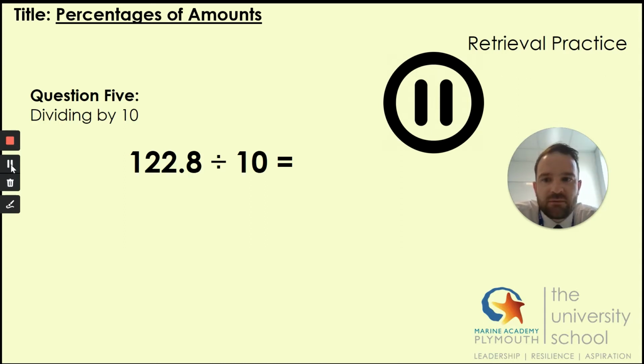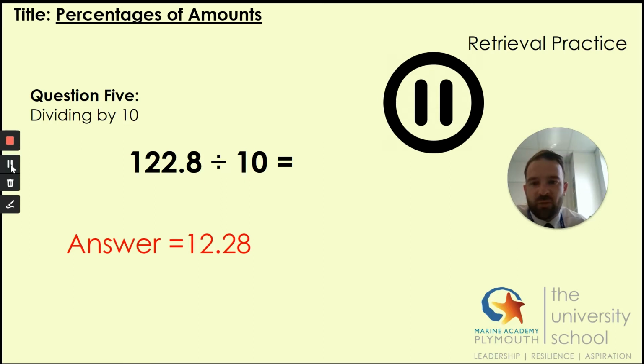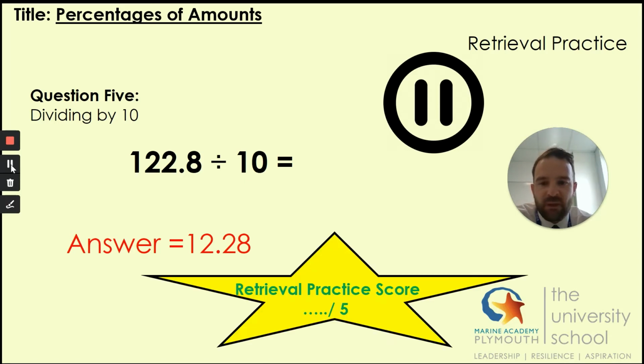3, 2, 1. Black pens up and green pens in your hand for an answer of 12.28. 12.28. Okay. Give yourself a retrieval practice score out of 5. Add up your scores.